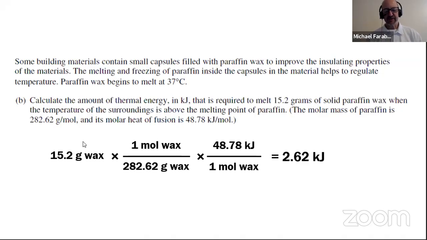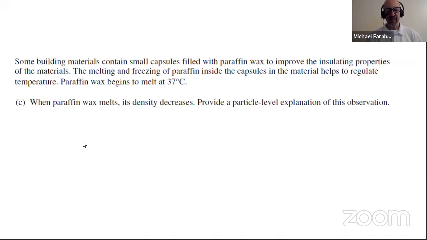All right, the next part of this question, when paraffin wax melts, its density increases. Provide a particle level explanation of this observation. So density is mass over volume. So why is the density going down? Hopefully you can realize that when you melt something, you are not changing the mass, but we are changing the volume. So think about in what way would the volume be changing as we go from a solid to a liquid if they're telling us that the density decreases.